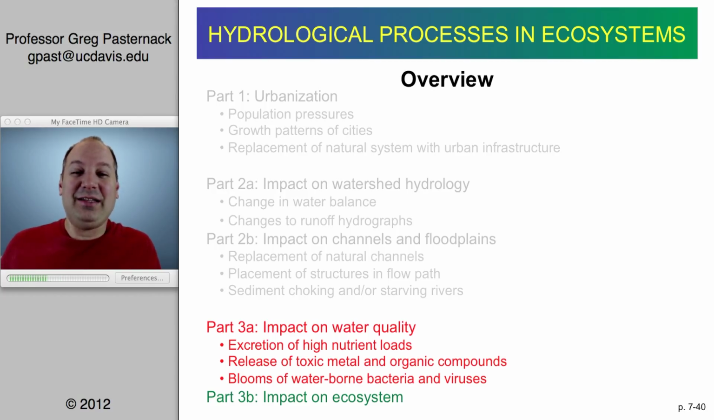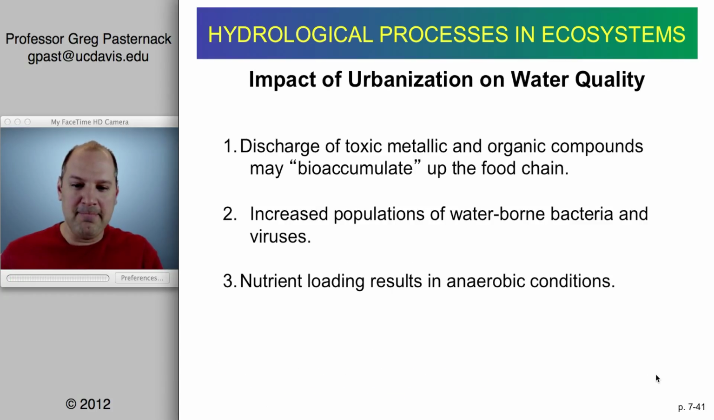and associated processes. And so here in Part 3, I want to talk about impacts on water quality and ecosystem scale impacts. Well, there's three significant impacts on water quality that I want to talk about. The first is the discharge of toxic metals and organic compounds, and these can do a process that we call bioaccumulation up the food chain.